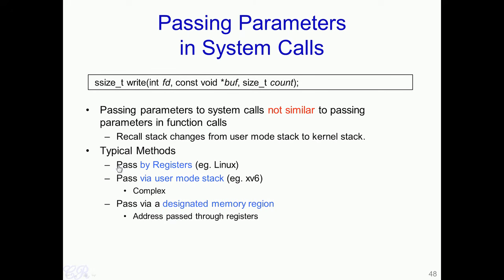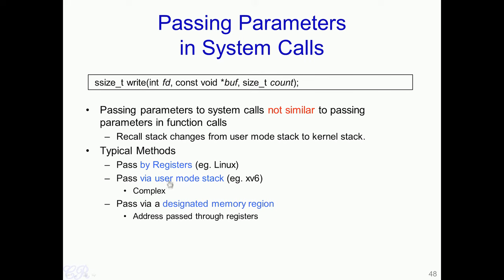The first is pass by registers, which is typically done in Linux. The second way is by passing through the user mode stack, which is done in xv6, and the third way is by passing through a designated memory region. In this particular case, a designated region, most likely in the heap, in the user process itself would be used to save the various parameters that are needed to be passed to the system call, and the address of this region in the heap is passed through the registers.